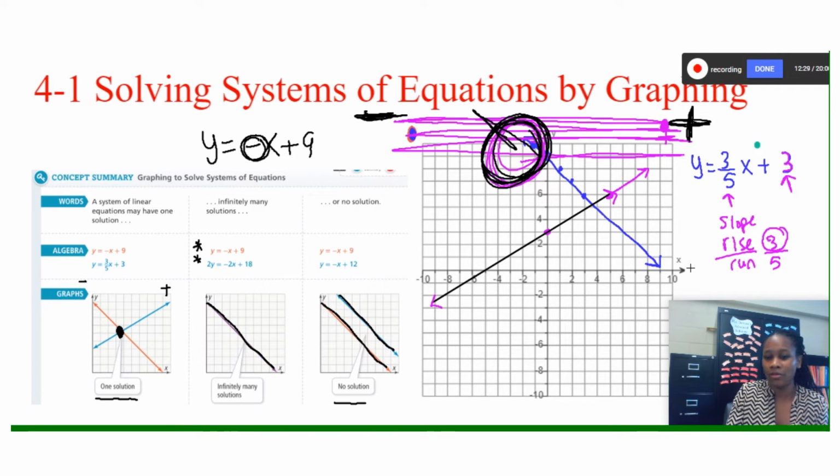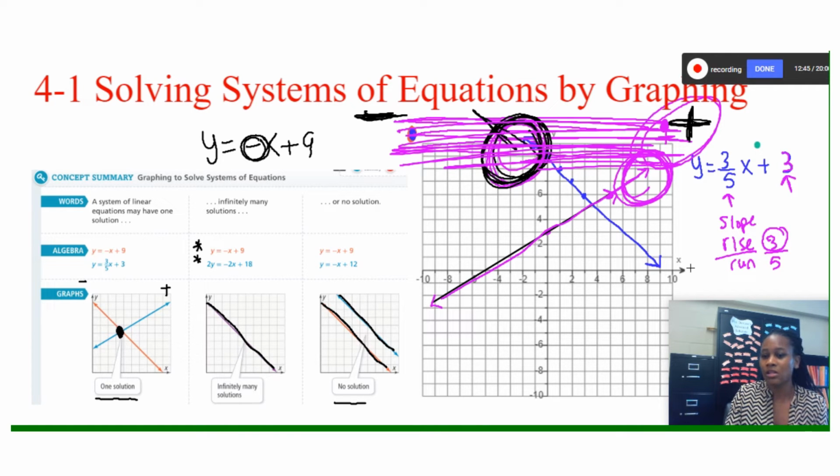And then if I look at the other one, so if I keep going down here, and I look at my other line, which is this line right here, my y equals 3/5 times x plus 3. The top of that line is right here, and it's pointing in the positive direction. So this slope is positive, and 3/5 is positive. Now, if you want to solve the system, you want to find out where the lines intersect. So these lines intersect about right here.